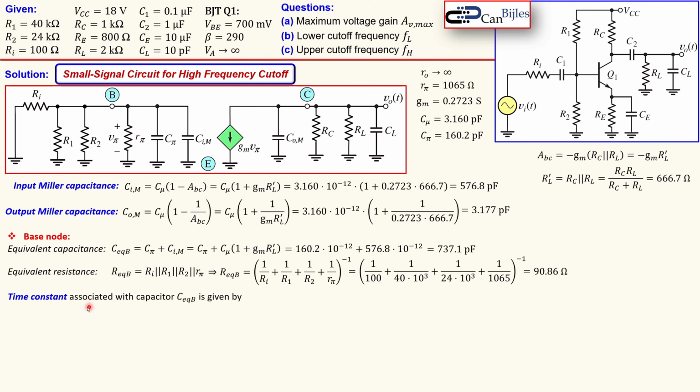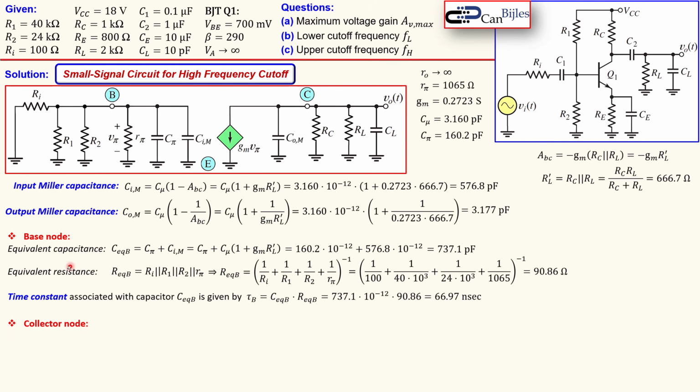Okay, now the time constant associated with this capacitor C equivalent B is just the product of these two. So you get tau B, which is the capacitor times the resistance, which you have calculated here, and that will result in 66.97 nanoseconds.